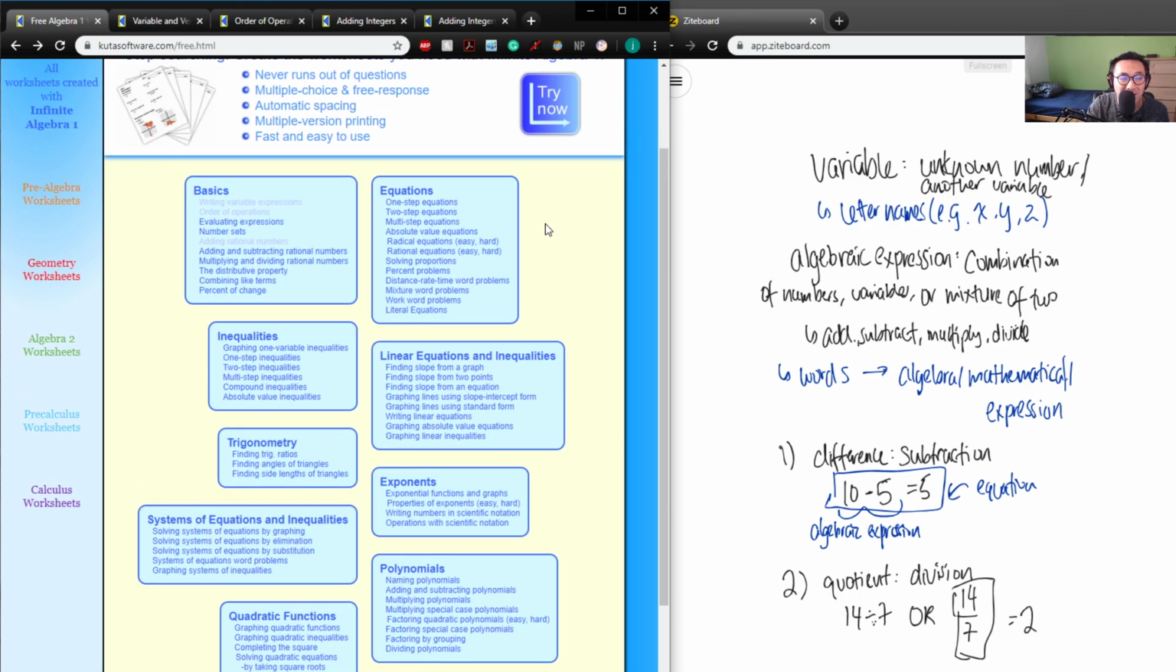So for the next lesson, we're going to go over number sets. We're going to go over adding, some multiplying and dividing rational numbers, and then we'll move on in our basics unit as well.